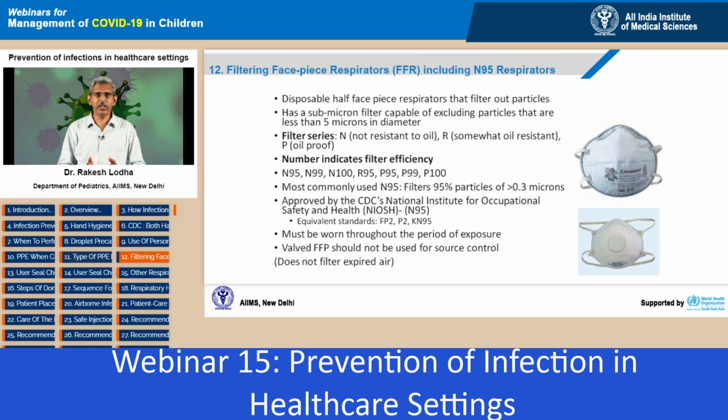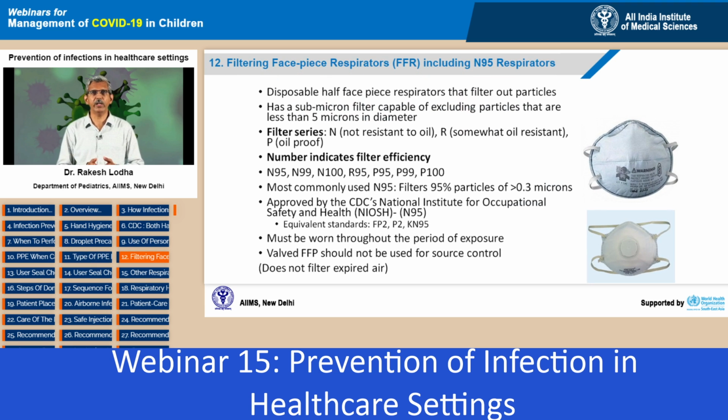Now, looking at each of these, we will start with the filtering face piece respirators, which includes the N95 respirators or equivalent. These are disposable half face piece respirators which filter out particles. Filter series available are N, which are not resistant to oil, R somewhat oil resistant, and P oil proof, and the number indicates the filter efficiency. So, various FFRs available are N95, N99, N100, R95, P95, P99, P100, and we have equivalent series like FFP2 or FFP3.